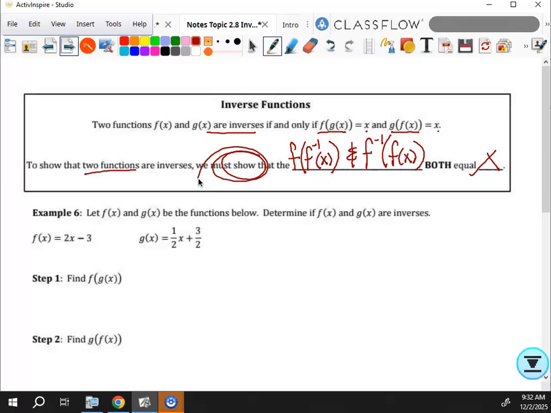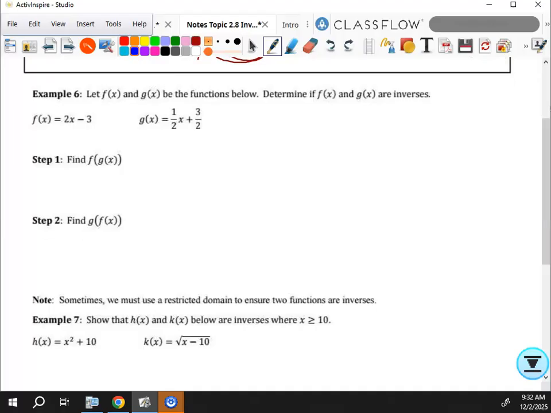All right. So let f of x and g of x be the functions below. Determine if f of x and g of x are inverses. So we are going to do f of g of x. So I'm taking g of x, putting it in here. So that's going to equal 2 times 1/2 x plus 3/2, and then minus 3.